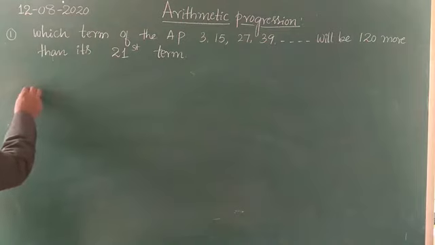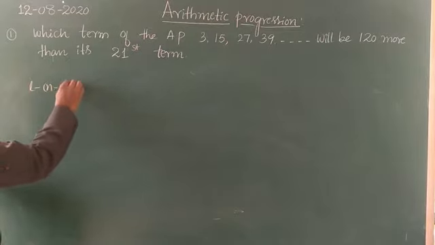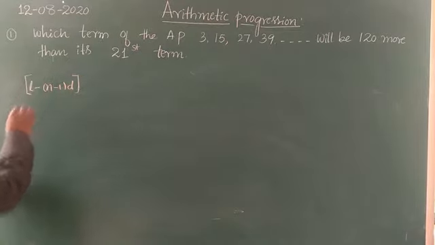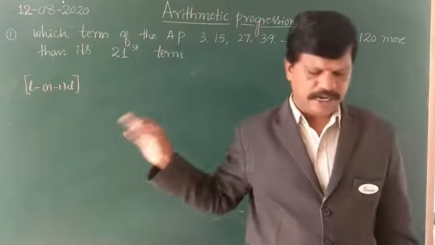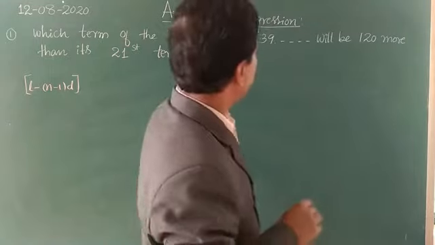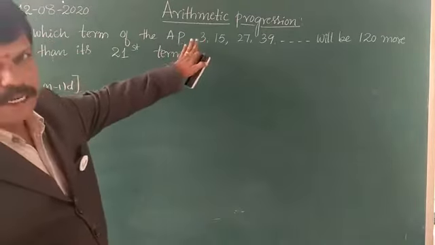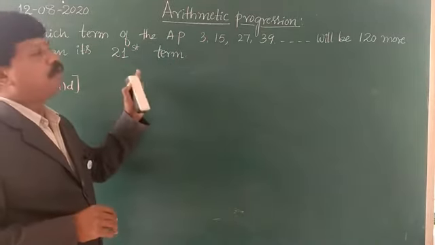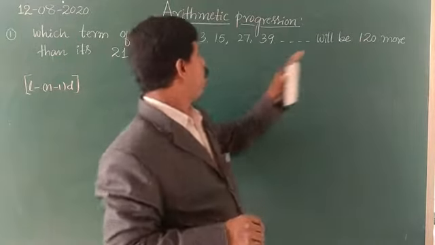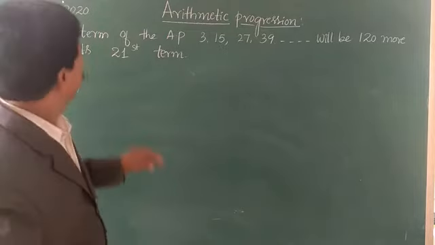You have to take like this: nth term from the end is equal to l minus (n minus 1) into d, treating the last term as a. This is the formula we are using to find the number of terms from the end. And also yesterday we solved problems like this, when they are giving an AP, then we have to find out the nth term which is 120 more than the 21st term.